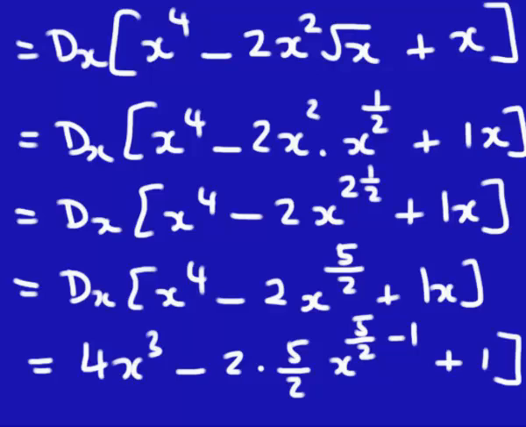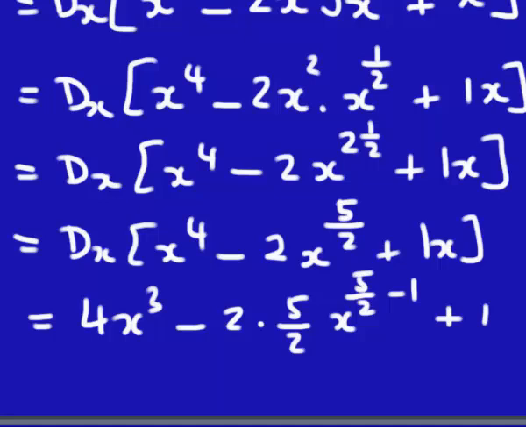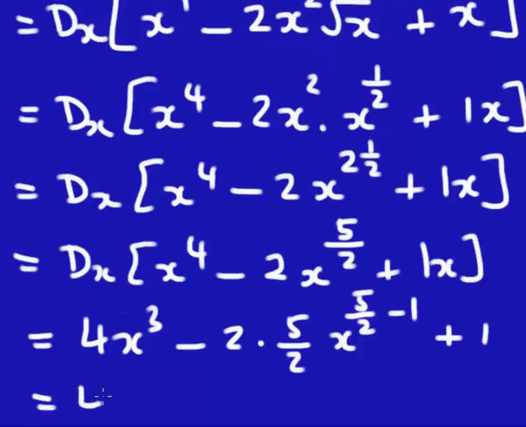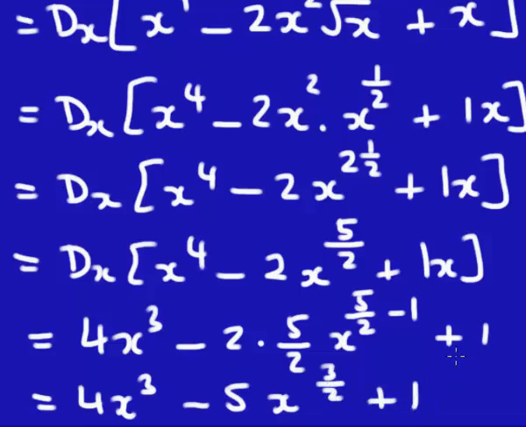Okay, and that's great. Now what we can then do is say, well, what is the answer going to be? Well, this equals 4x cubed. The 2's cancel, so you have minus 5x to the 5 over 2 minus 1, which gives you 3 over 2, plus the 1. And there you've got it, guys.